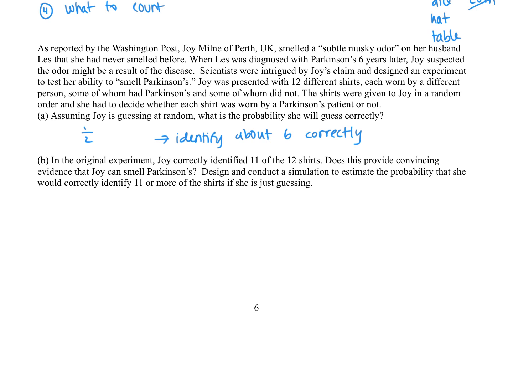Now, knowing that she guessed 11 correctly out of the 12, we're going to design a simulation to estimate that probability. What is the likelihood that she would identify 11 or 12 of the shirts correctly? This one we're going to do together, and then you all will do an example, and that'll be it for our notes. We are going to use a random number table. Have you all seen a random number table before? Has Mr. Plate shown you that?